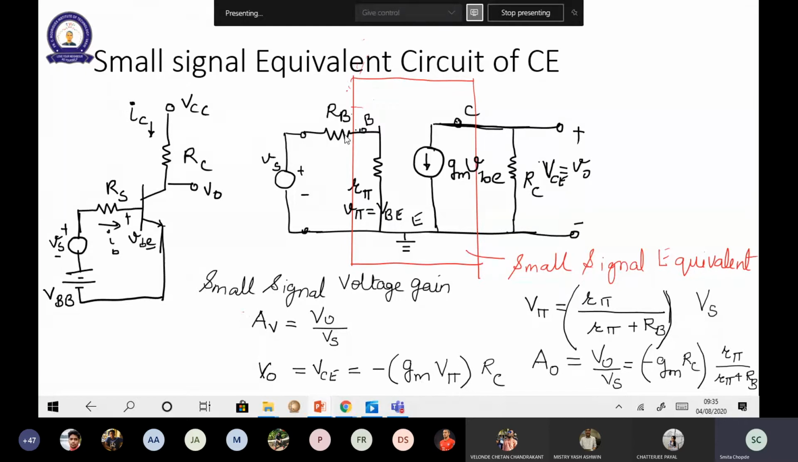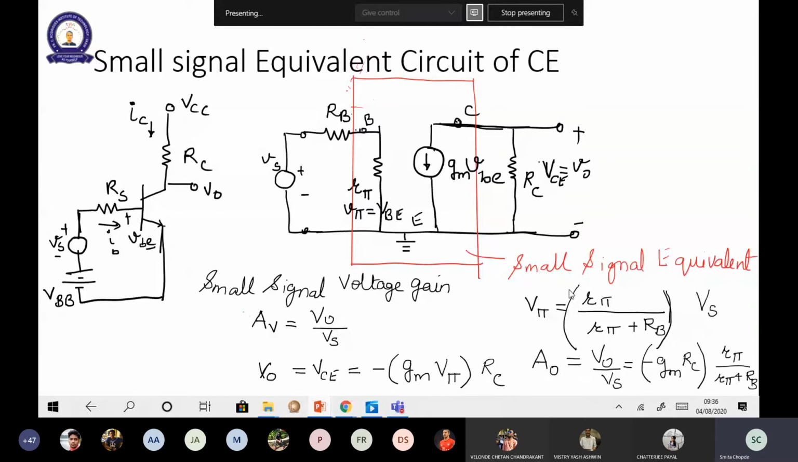into RC. Now coming to the input side, we have to calculate V pi, which is an AC signal again. You observe that it is occurring across R pi. I have often referred here to this RB, so please make a note, it should be RS. Here V pi is nothing but, you apply the voltage divider. Vs is applied across these two resistances, R pi and RS. So V pi is nothing but R pi upon R pi plus RS into Vs.